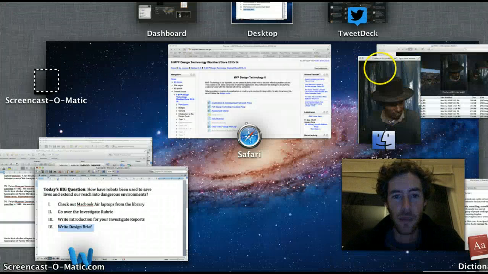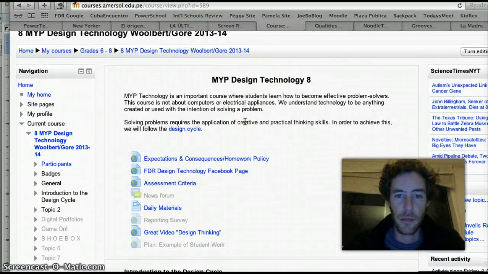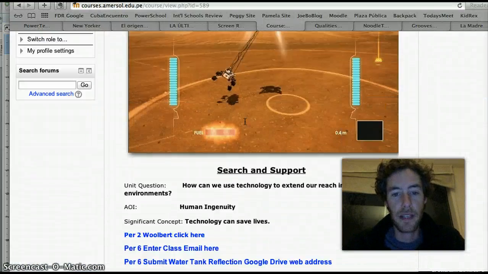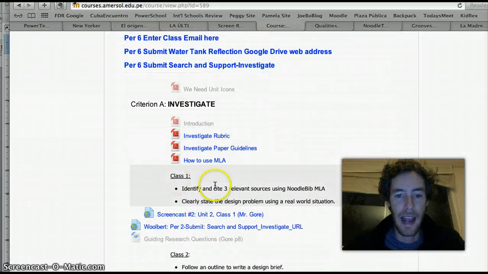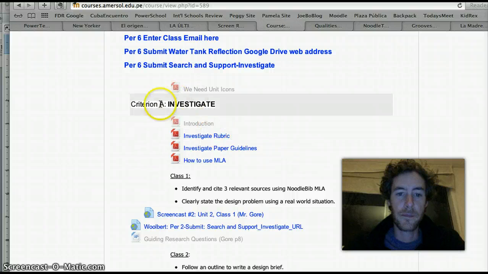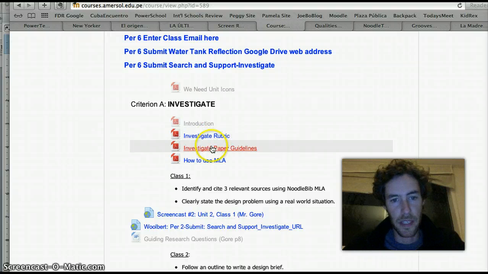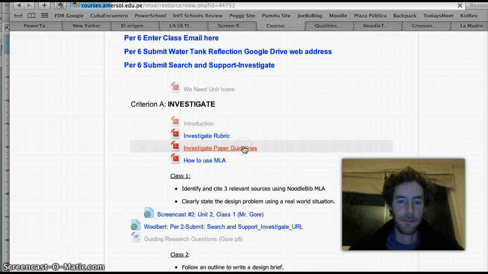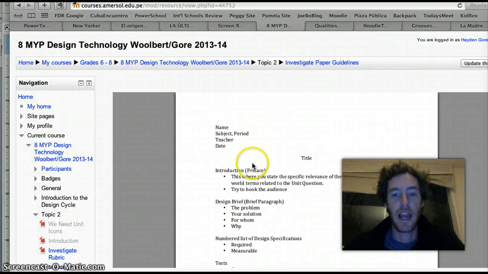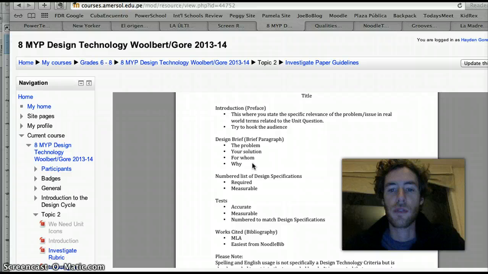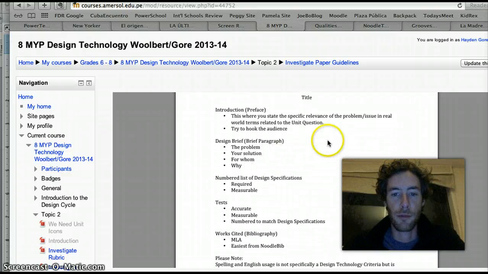Okay, let's take a look at our Moodle page. As you come down here, under Search and Support again, I have activated 3 new links under Criterion A, Investigate. They are the rubric, which was already there. I want you to take a look at that. We'll look at it in class. And then these 2, the Investigate paper guidelines. Let's take a look at those quickly. This outlines exactly what you need to include in your Investigate report. This is what we're going to begin tomorrow.